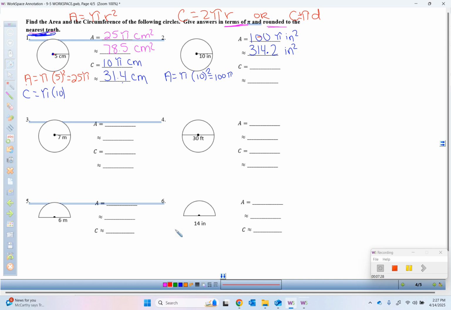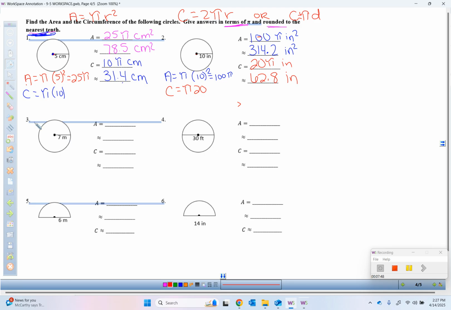Okay, so the circumference on this is pi. Once again, I'm using diameter, and my diameter, if my radius is 10, would be 20. So in terms of pi, this is 20 pi inches, and if you put 20 pi in your calculator and round it to the nearest tenth, you should get 62.8 inches.